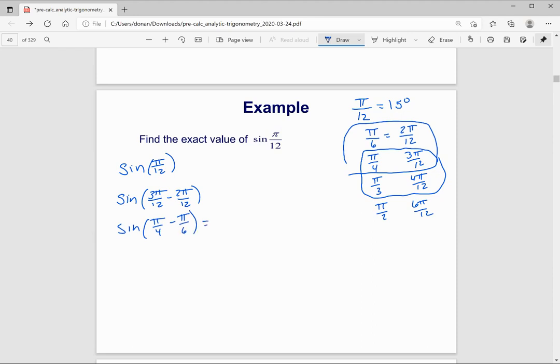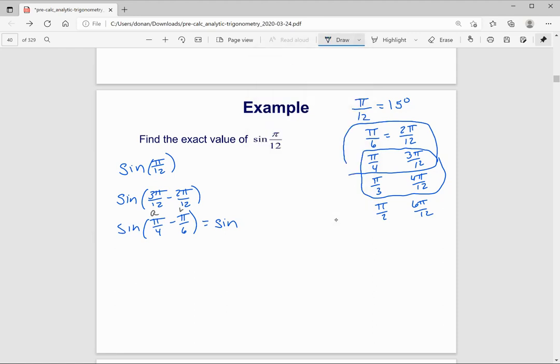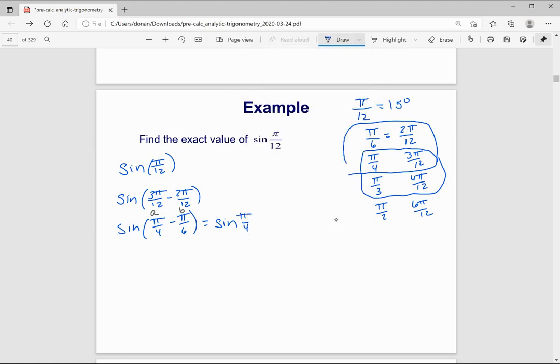Okay, so here's our formula. Sine of A minus B is going to be sine of A, cosine of B, minus sine of B, cosine of A. And so I'm just going to put my little A and B's over these and plug it in right away. So here's A and here's B, right? So sine of A is sine of pi over 4. Cosine of B, cosine of pi over 6. And then we have minus sine of B, sine of pi over 6. Cosine of A, cosine of pi over 4.